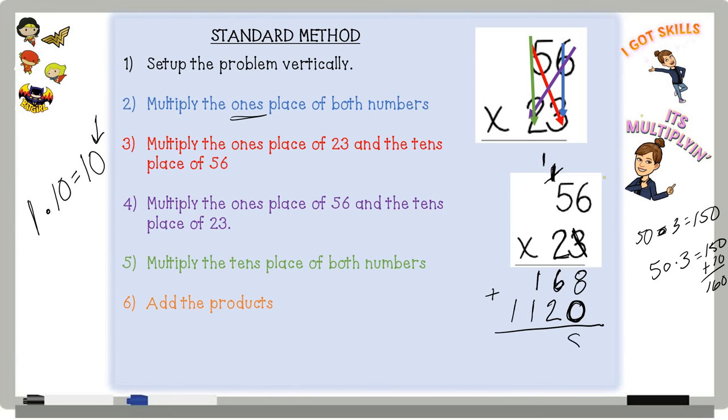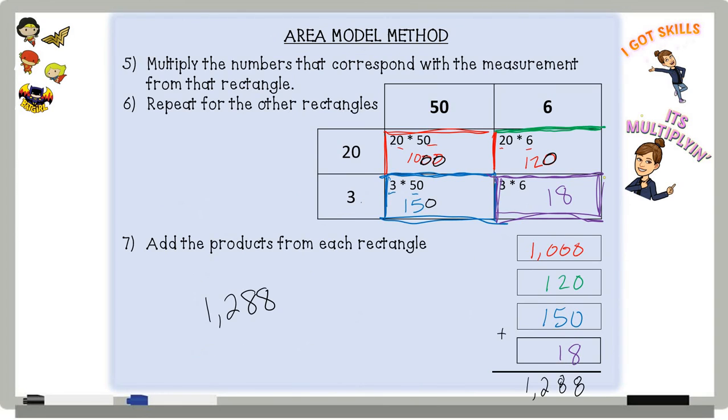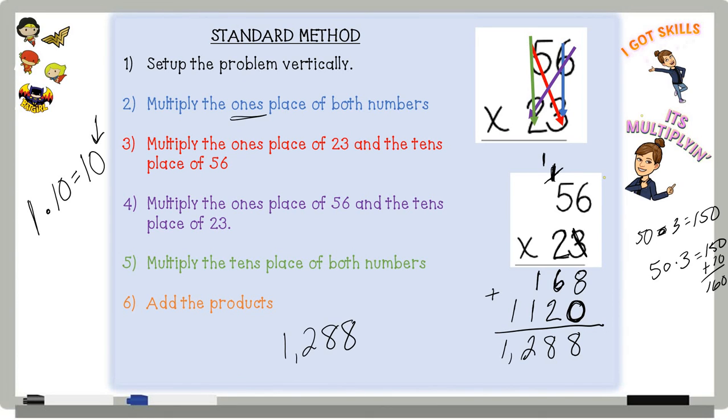And now I can do 8 plus 0 is 8, 6 plus 2 is 8, 1 plus 1 is 2, and then bring down the 1. So again, 1,288. And if I go back, I will see 1,288. They all give me the same answer. They're just different ways of getting there, and that's totally fine.